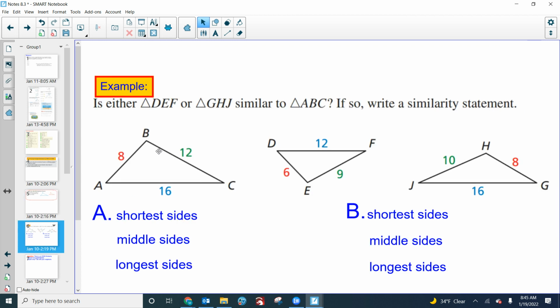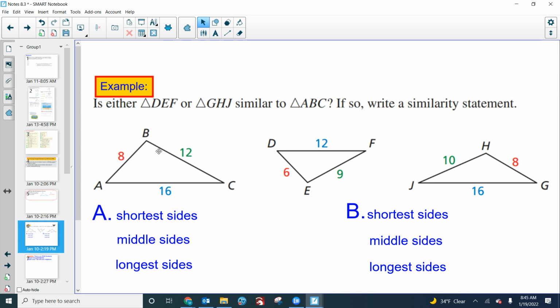So we have a pair of triangles for A. Well, let's read the directions. Is either triangle DEF or triangle GHJ similar to ABC? So ABC here is the one that's not budging. Okay, we're dealing with ABC right here. It has sides of 8, 12, and 16. We have to decide, are DEF or GHJ similar to ABC?